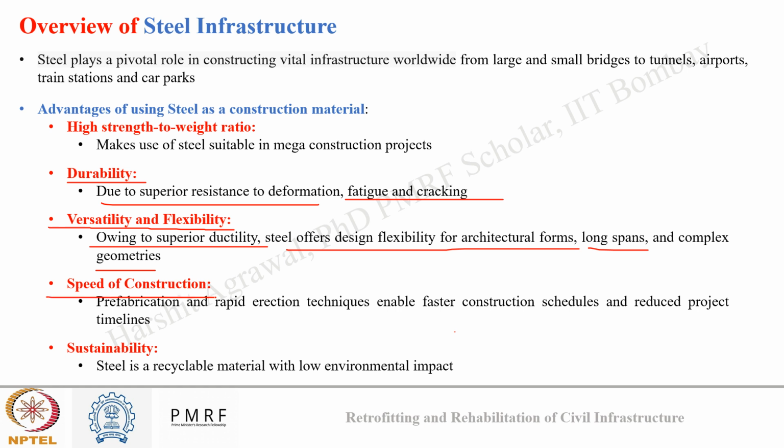Speed of construction: due to prefabrication and rapid erection techniques, steel enables faster construction scheduling and reduces the project timeline. And sustainability: since steel is a recyclable material, it lowers the environmental impact. So these are the major reasons which offer advantages of using steel in infrastructure. Due to these reasons, steel as a standalone material itself is commonly used in infrastructure projects.